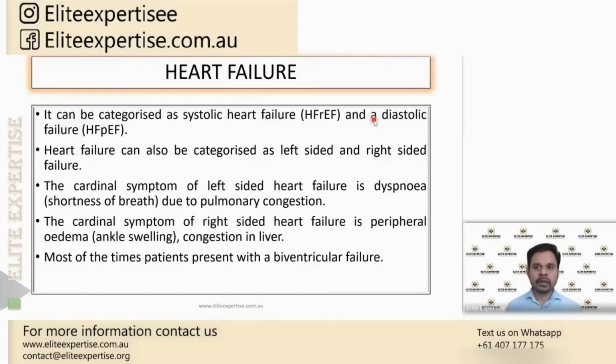The diastolic phase is also very important, because if the ventricular muscles won't get relaxed properly, then the ventricles won't get filled with the blood.